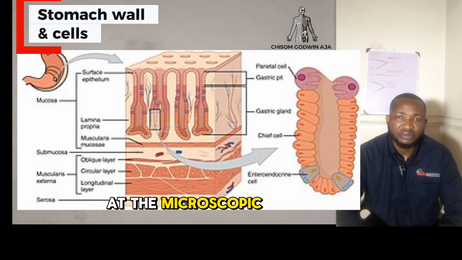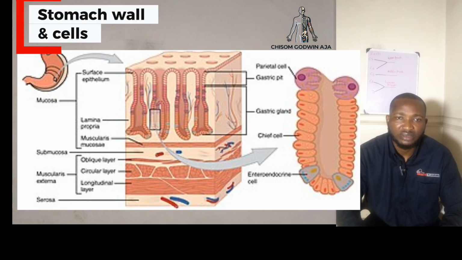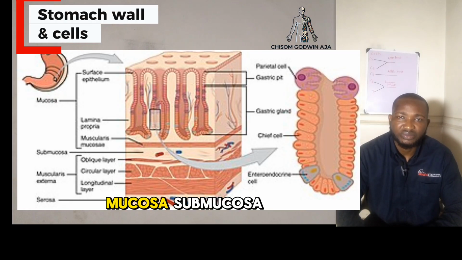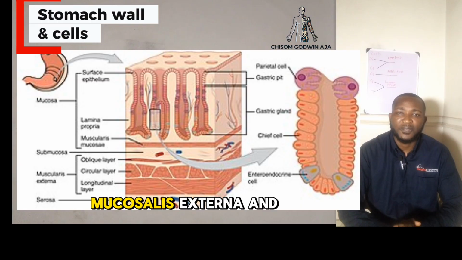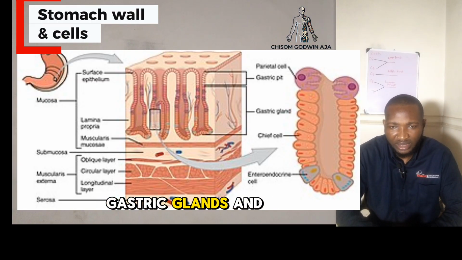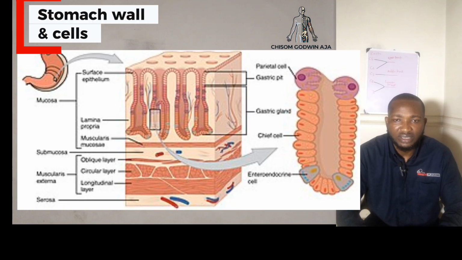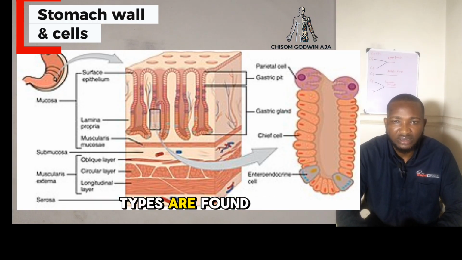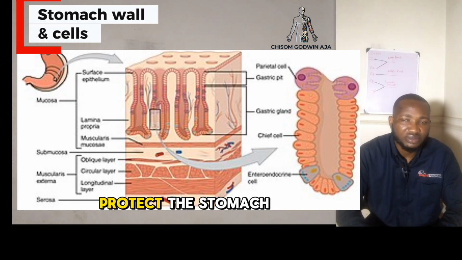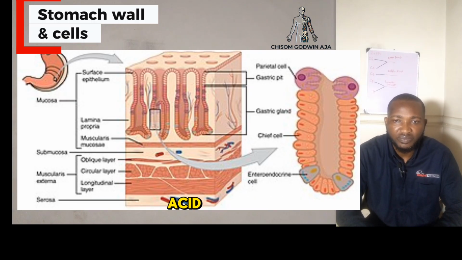Now, let's look at the microscopic structures. The wall of the stomach has four major layers: mucosa, submucosa, muscularis externa, and serosa. The mucosa contains gastric glands and specialized cells. Several important cell types are found here. The mucous cell produces mucus. The mucus helps protect the stomach lining from hydrochloric acid and digestive enzymes.